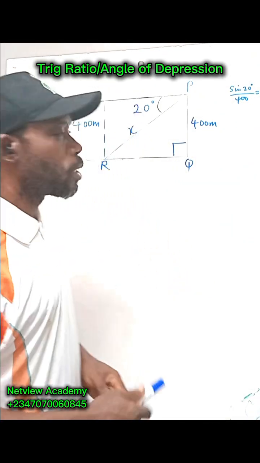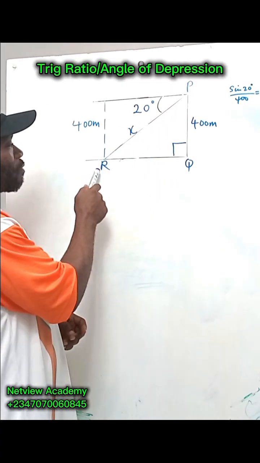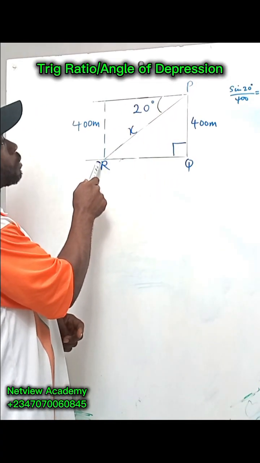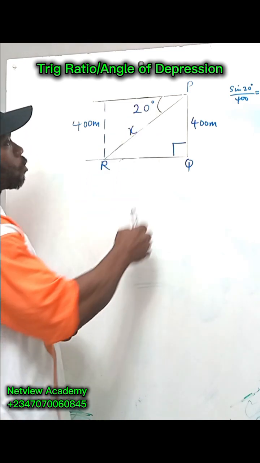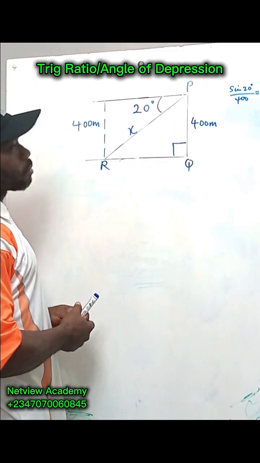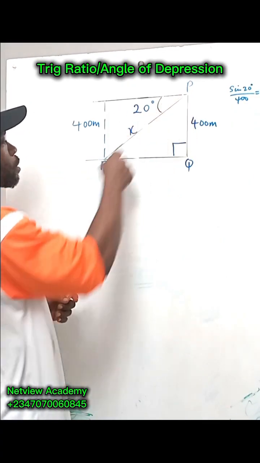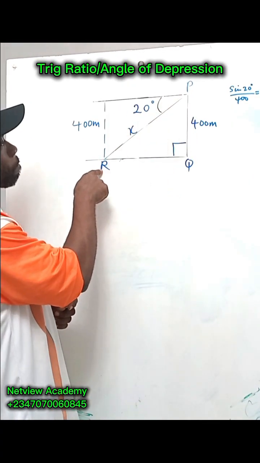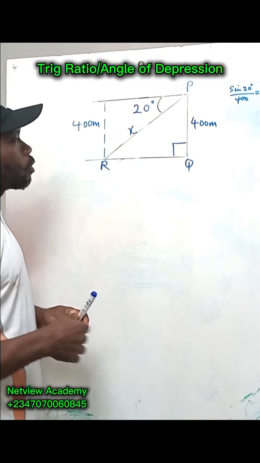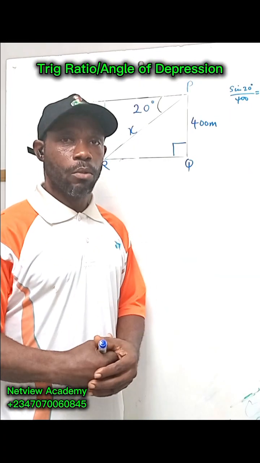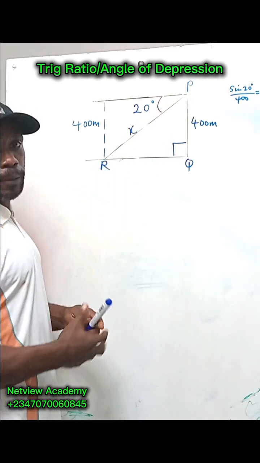Hello, look closely at the question. A helicopter P sights a survivor in the water at point R at an angle of depression of 20 degrees, and the altitude of the helicopter is 400 meters. We are asked to find the slant distance between the helicopter and the survivor, and the slant distance is represented with the letter X. So how do we go about solving this problem? How do we find the slant distance between the helicopter and the survivor?